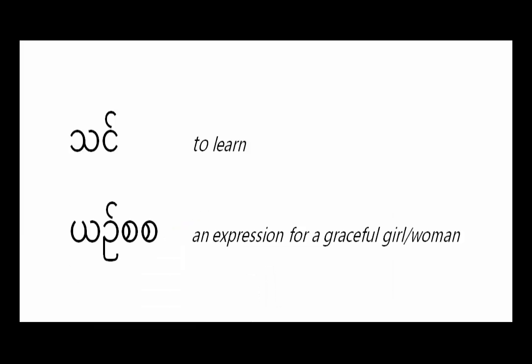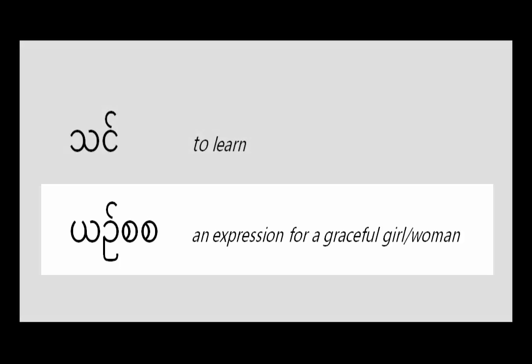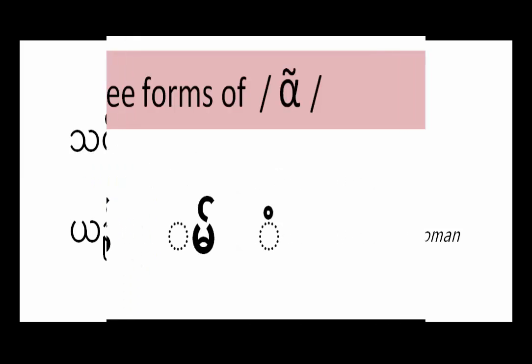In the examples, you can see how the nasal vowel sounds are put next to the consonant letters. In the first one, you have thing with the letter th. And the next one, you have yin with the letter ya, but the whole word is yin sa za, which is an expression quite popular in Burmese songs.